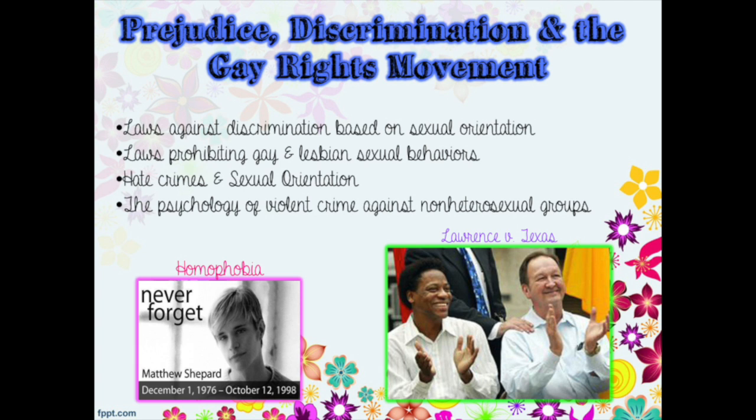So when we look at the psychology of violent crimes against non-heterosexual groups, it all kind of starts with Freud. Freud said that we all use these things called psychological defense mechanisms, which are really ways that we protect our ego. They're kind of like ways that we lie to ourselves. And so if there's something that's anxiety-producing, or some urge or thought or something that we don't like about our past, we can use these different defense mechanisms to kind of protect ourselves from the truth.